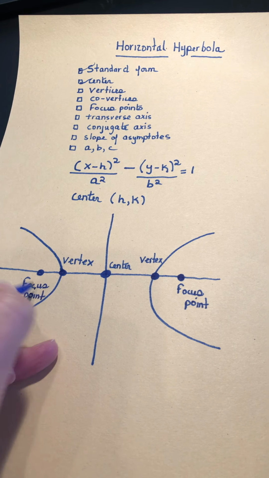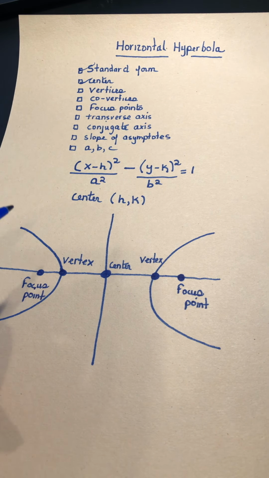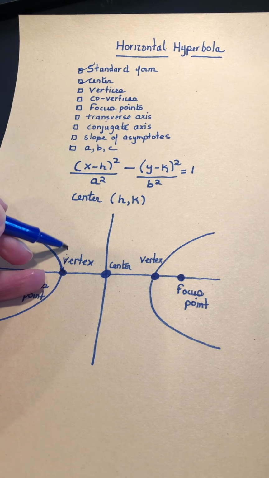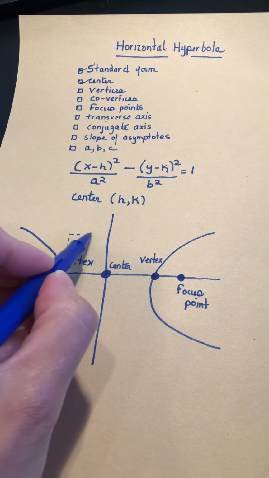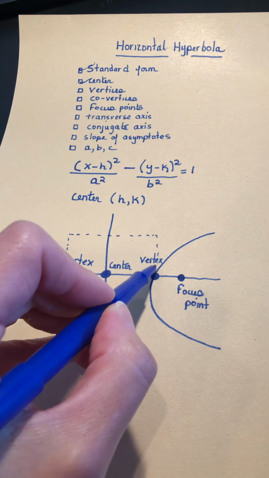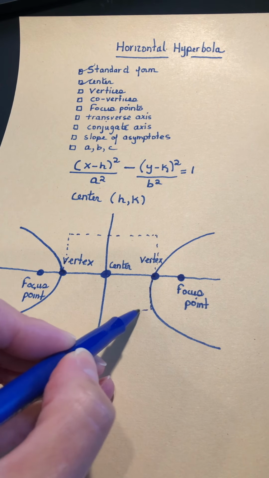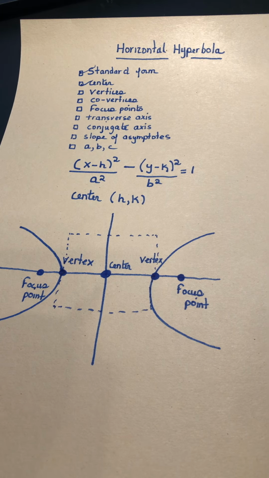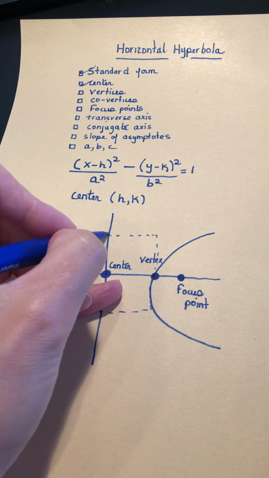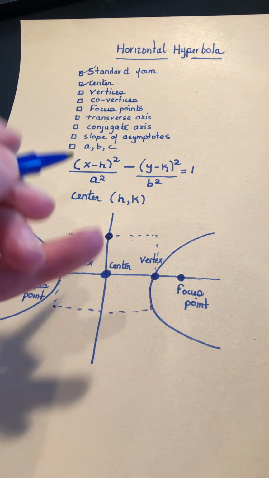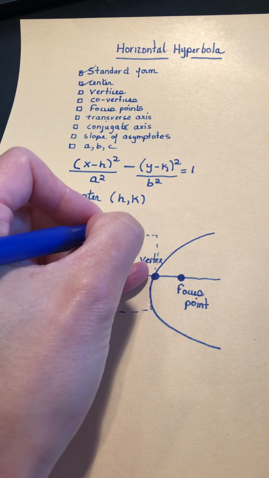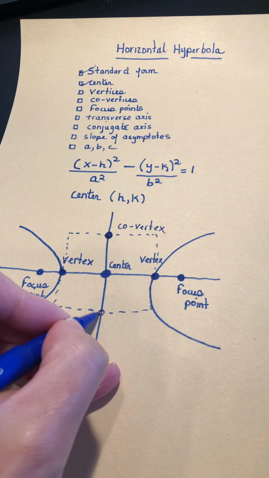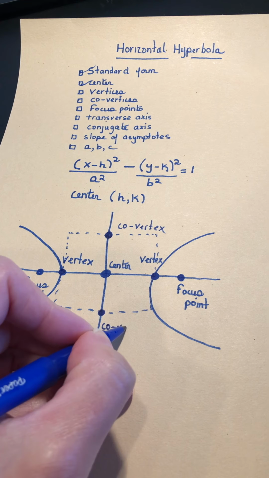And what's interesting about the horizontal hyperbola, and this is something kind of weird, but there's almost like this imaginary rectangle, I'm going to try to draw this the best that I can, that sits in the middle. Okay, and this rectangle is important because this point here on this imaginary rectangle is going to be what we call a co-vertex. Okay, and this point here will be a co-vertex.